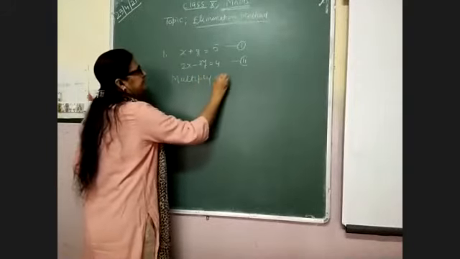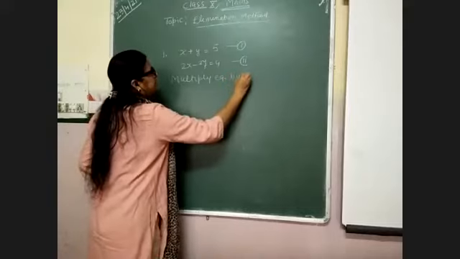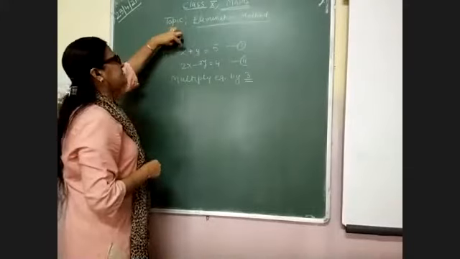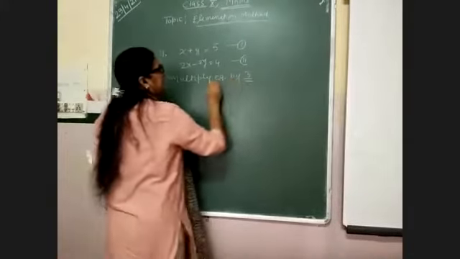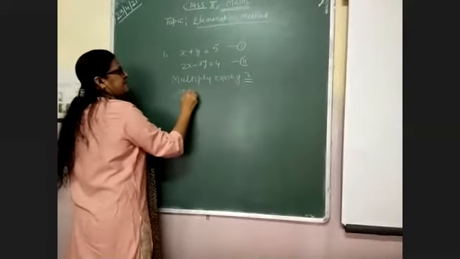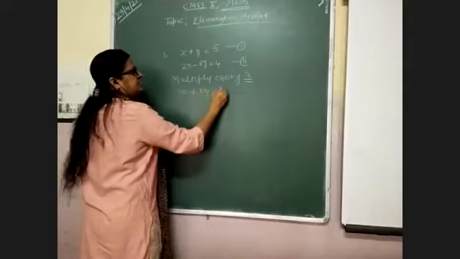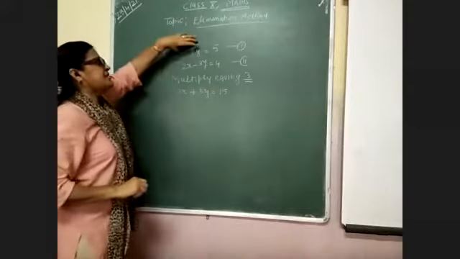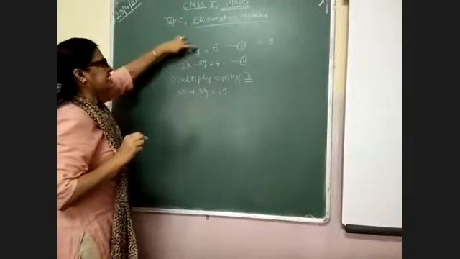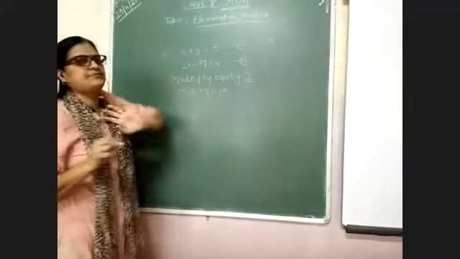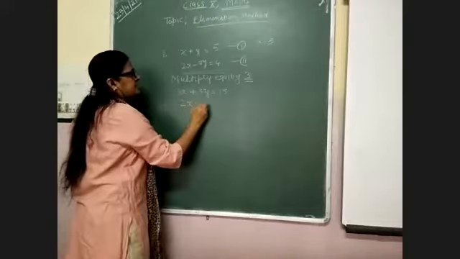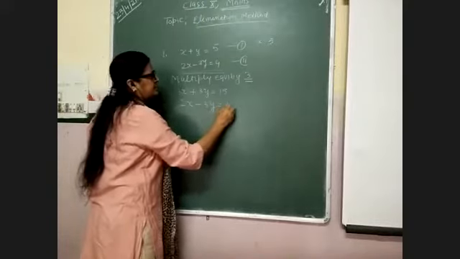equation 1 by 3. When I multiply equation 1 by 3, it becomes 3x plus 3y equal to 3 fives are 15. And your second equation remains the same: 2x minus 3y equal to 4.